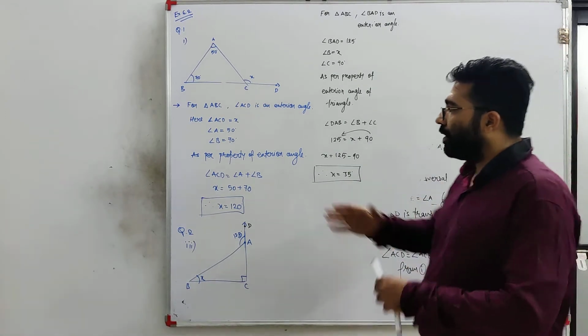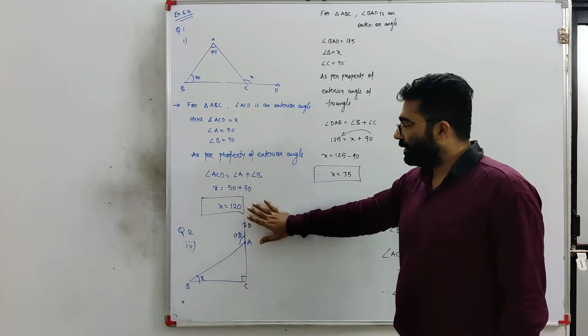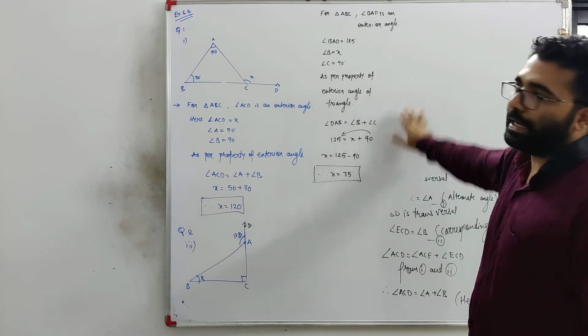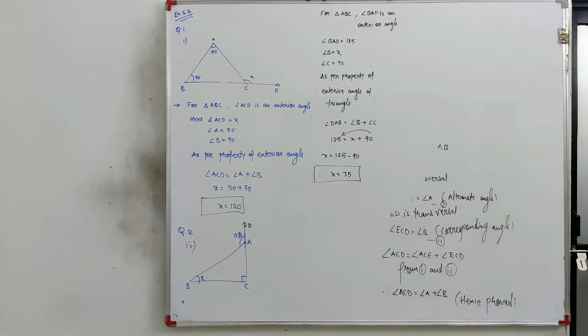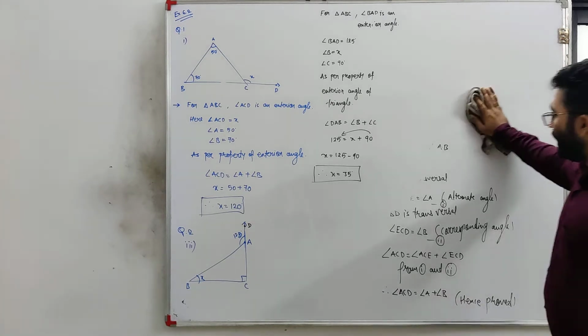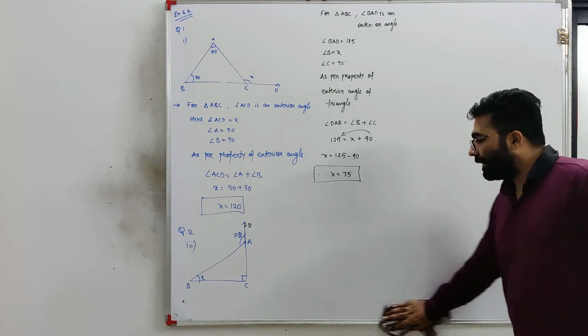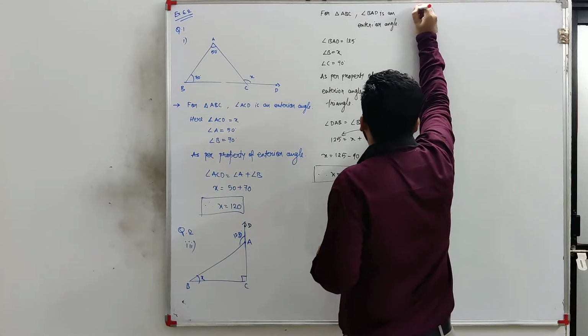You should mention everything. You should mention the exterior angle property for the triangle, and then you need to label, and each and everything you need to solve like this. Now, let me move toward the next property of the triangle. The next property of the triangle is known as angle sum property. So let me see what is the angle sum property of the triangle.